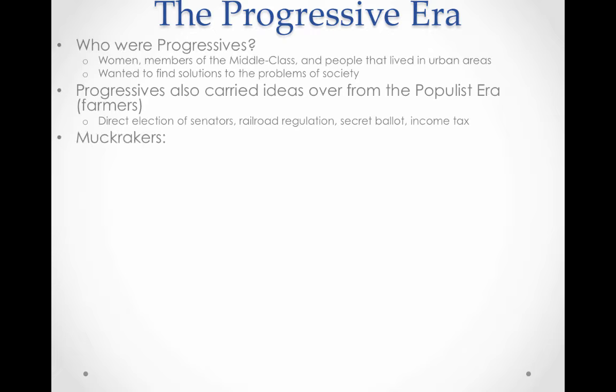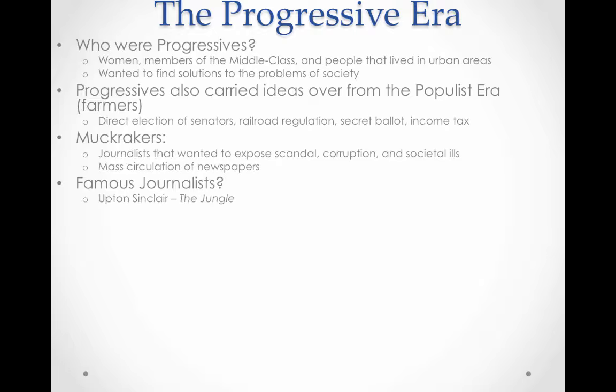All right, at this time we have the development of a phrase called muckrakers. And these were journalists that wanted to expose scandal, corruption, and societal ills, specifically within politics. They had mass circulation of newspapers and magazines that would expose politicians or what they saw as corrupt business leaders in order to kind of show the American people how the American system was working.